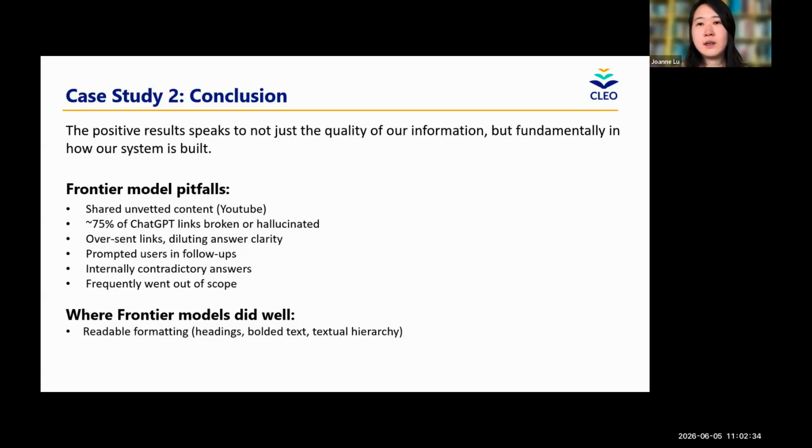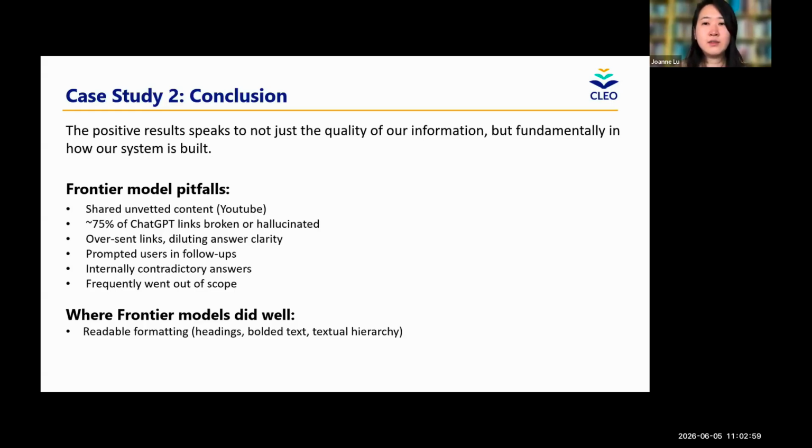So Gemini did this a lot. It would share YouTube videos, and compared to Steps to Justice content, which is highly vetted, a lot of these additional resources were not vetted at all. ChatGPT also had a tendency to hallucinate URLs. Frontier model answers often oversent links, and it diluted answer clarity and directed the user elsewhere a lot of the times. Also, frontier models prompted users with a lot of follow-up questions.